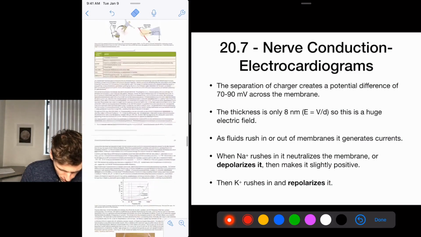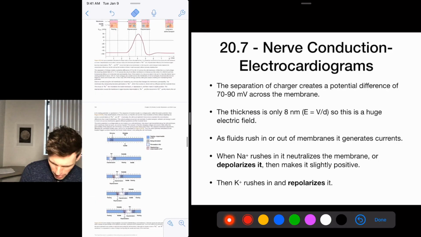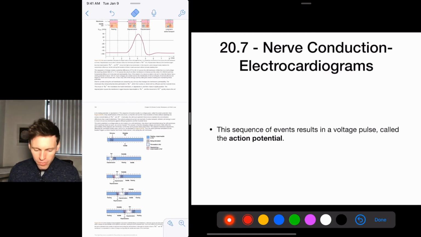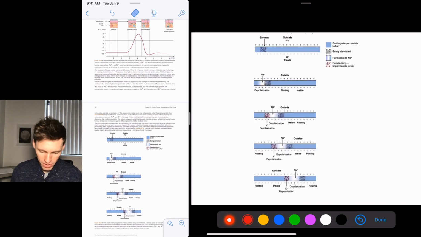Let me go to this section of the book so we're on the right page. Okay, and then this sequence of events results in a voltage pulse, which is called the action potential. And we've got a picture of it here, which shows the voltage as a function of time. So there it goes, and then whoop, there's that pulse, and that happens when the sodium rushes in and the potassium comes in too after it. Okay, so that's just information that you should know.